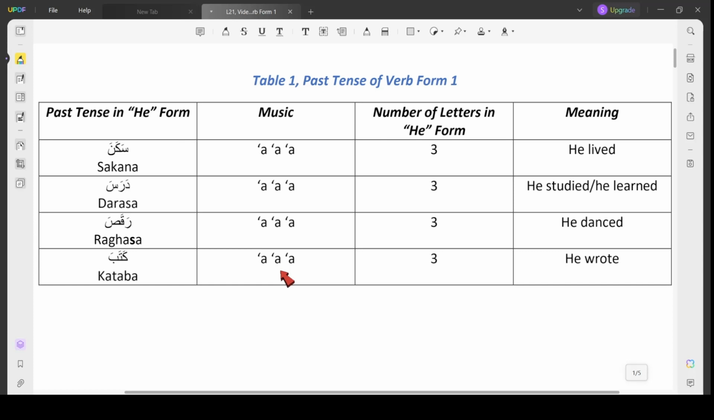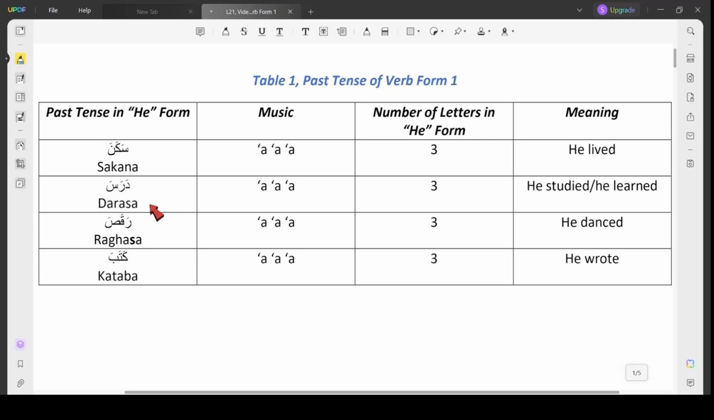So if we look at the number of letters these verbs consist of in the past tense, we realize that all of them have only 3 letters. Let's look at the first one. Sakana. Sa, ka, na. 3 letters. And the second one, darasa. Da, ra, sa. Again, 3 letters. And the same is true about all the other verbs belonging to the past tense of verb form 1. They all have 3 letters in the he form and the same music.